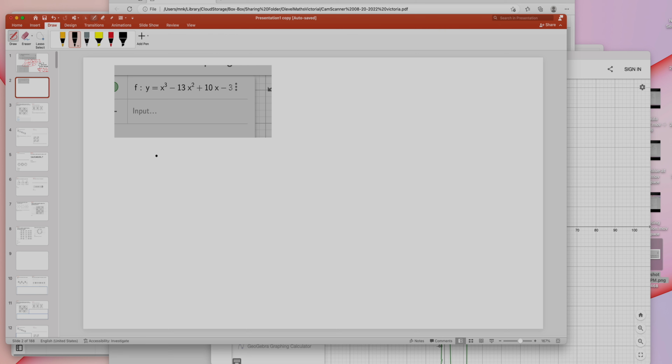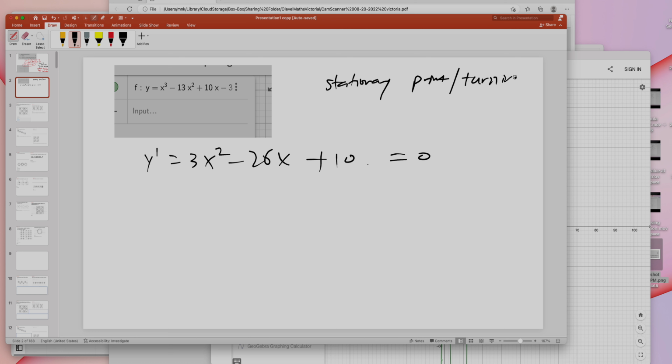Okay, so let's do the first derivative, which is 3x² − 26x + 10, right? You equate this to 0, then you will see whether you have a stationary point, which is a turning point. Stationary point means the gradient function equals 0. That's the meaning of it. So I equate to 0 and see whether it returns me any value. If it returns me some real values, then that means there is.